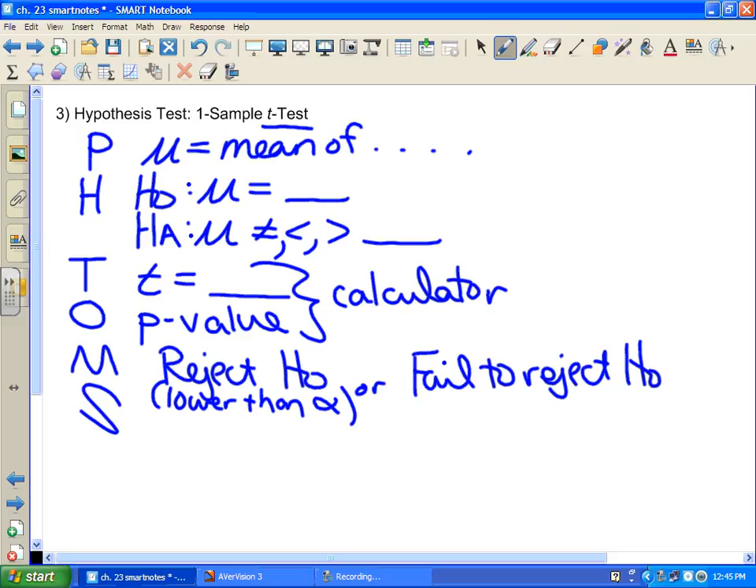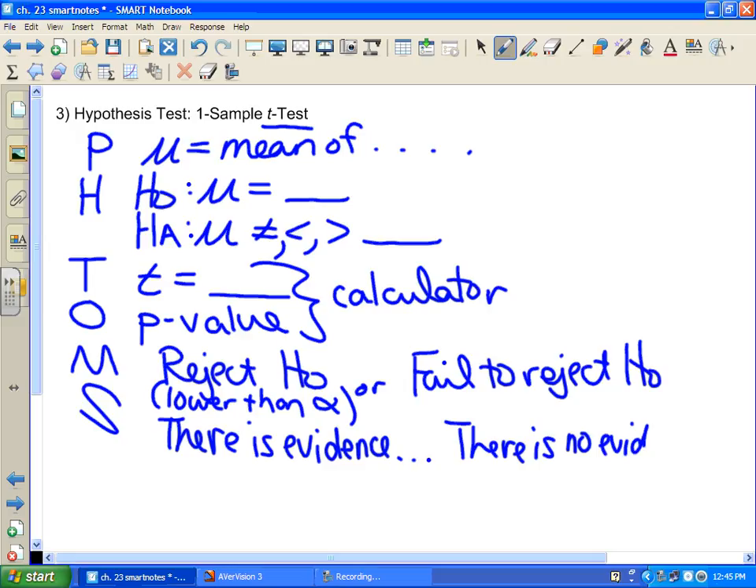Hopefully you're starting to get the hang of this. Once you reject or fail to reject the null hypothesis, then you make a statement in context. That's where you say either there is evidence of whatever you're trying to prove, or you fail to reject and there is no evidence. This is all review of your green side.